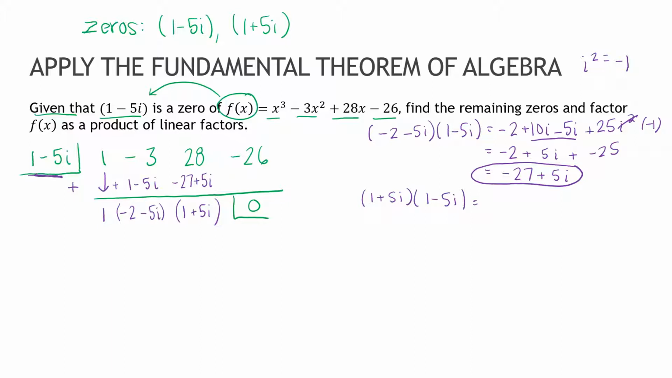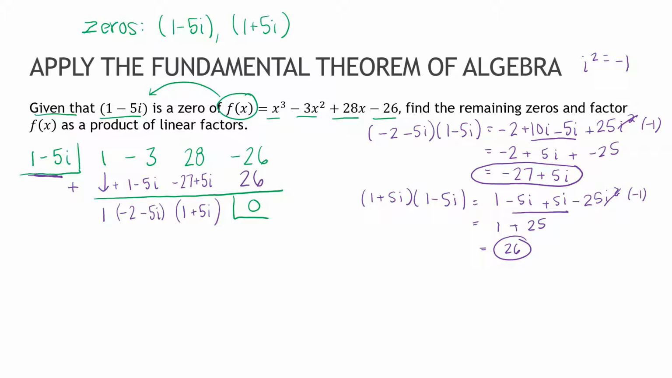1 times 1 is 1. 1 times minus 5i, positive 5i times 1. And then 5i times negative 5i is negative 25i squared. Just like last time, I'm going to combine these two. These two actually end up canceling out because they were conjugates. And I get negative 25 times negative 1, which is positive 25. So my answer is 26. So 26 goes here, and look at that. We got a remainder of 0.